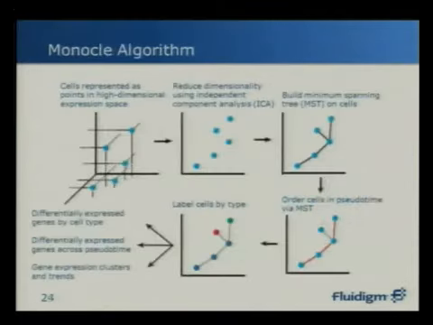Okay, so this outlines the Monocle algorithm. Basically the first thing you do is take each cell and represent it as a vector in multidimensional space. This is mRNA-seq data, so the number of dimensions is on the order of 10,000, because you detect on the order of 10,000 genes in a single cell. So you have each cell in a 10,000-dimensional space.